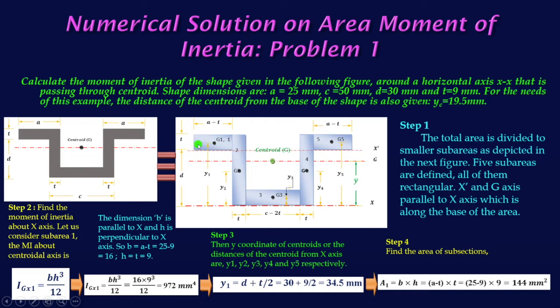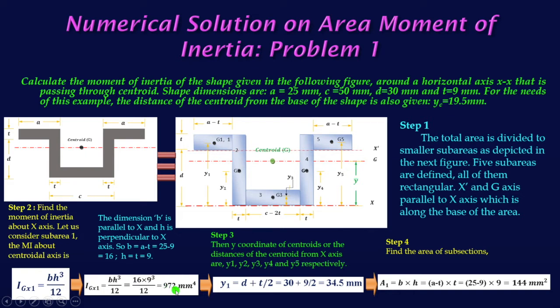So for section 1, axis passing through the centroid means axis along this. When the axis is along this, then base cubed by 12. Then what is the b? b is parallel to this axis, from here to here, which means a minus t, that we have calculated here, a minus t equals 16. And h is perpendicular to this axis, so h means here t, which equals 9 as given. So we are calculating Igx1 equal to this.